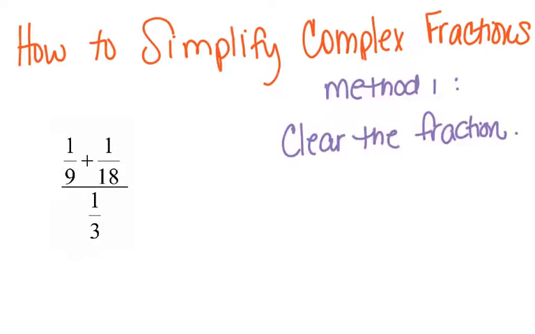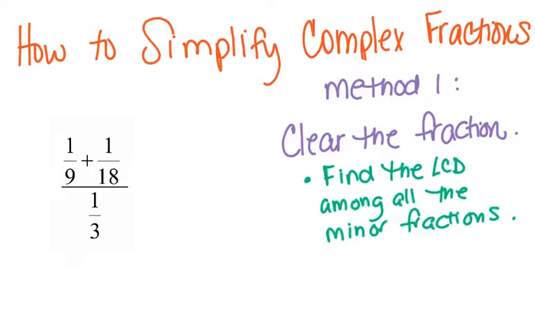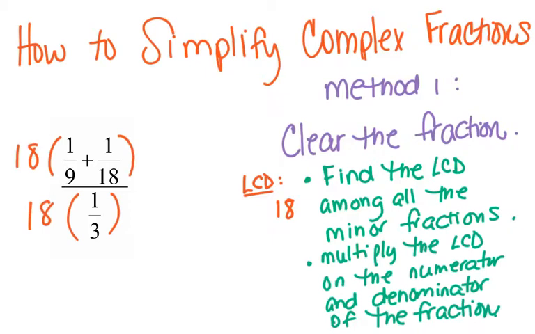The first method I call clearing the fraction. What we're going to do first is find the LCD among all the minor fractions. So between 9, 18, and 3, I'm looking for the least common denominator. I look at these three numbers and I say, well, 18 is my least common multiple, so that'll be my least common denominator.